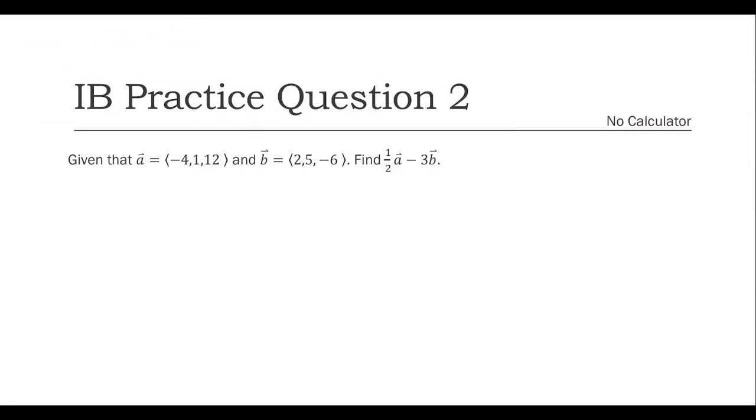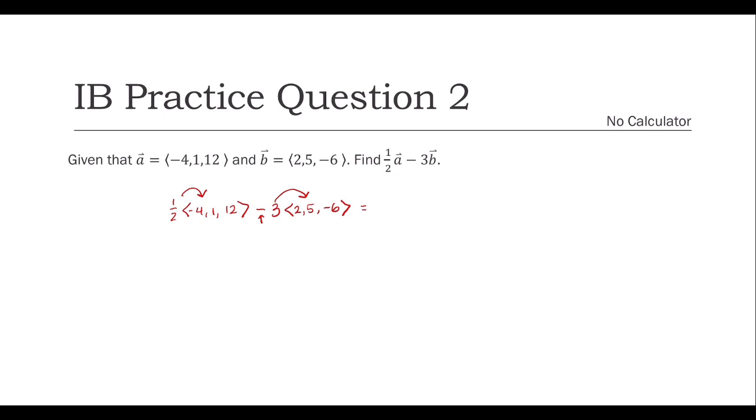Now we have our second IB practice question. It says, given that A equals -4, 1, 12, and B equals 2, 5, -6, find 1/2 A minus 3B. So we need 1/2 A, which is -4, 1, 12, minus 3 times B. So 3 times 2, 5, -6. So this is similar to the order of operations that you use with normal algebra. So we'll need to multiply these in before we can subtract.